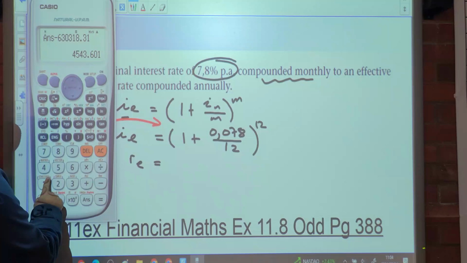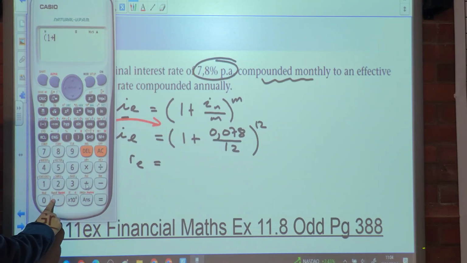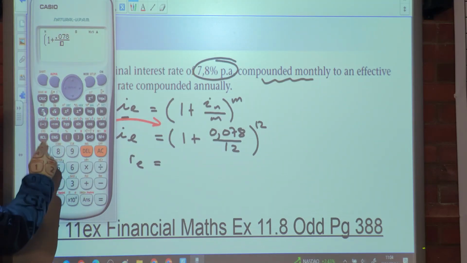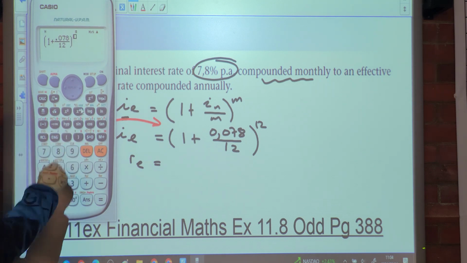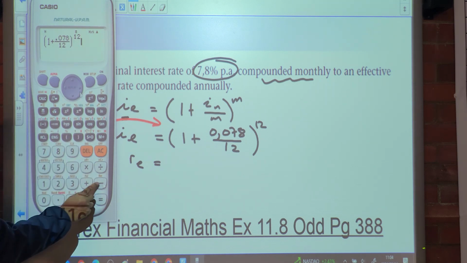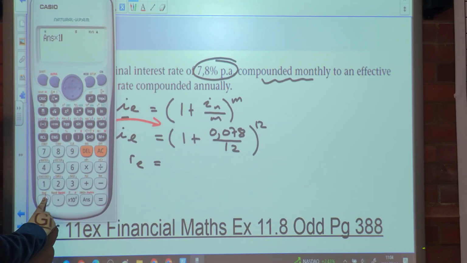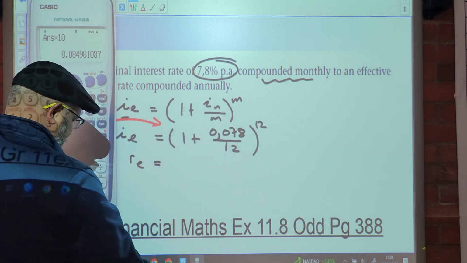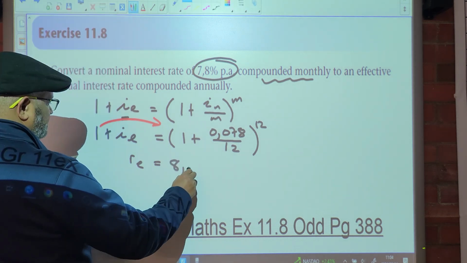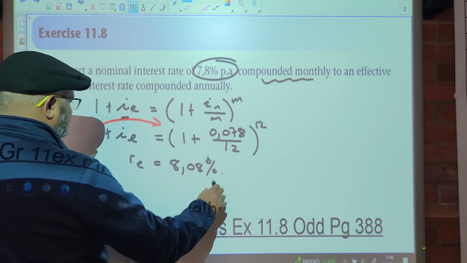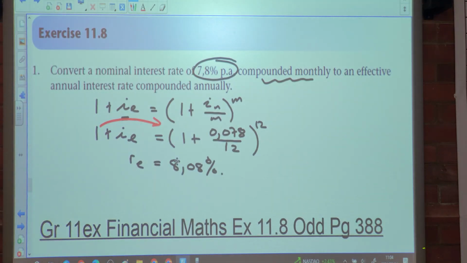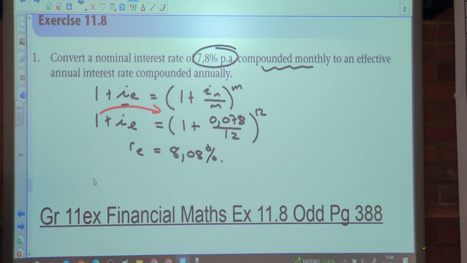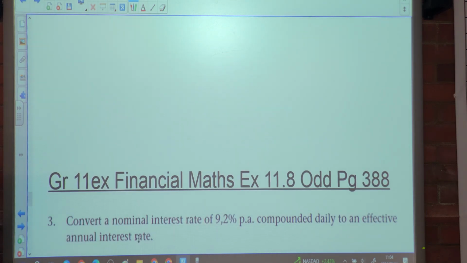So it becomes, open brackets, 1 plus 0,078 over 12 to the exponent 12 minus 1, multiplied by 100, gives us 8,08. Is there any confusion there? Yeah. Let's go to number 3.